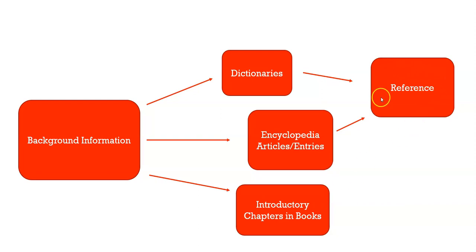You may hear the term reference sources. Reference sources are any kind of background information like dictionaries, like encyclopedias. There's other ones like atlases, which are collections of maps. Those are all considered reference resources. Introductory chapters would not be considered reference sources, but it is important to understand that you can still get a lot of good background information from introductory book chapters.